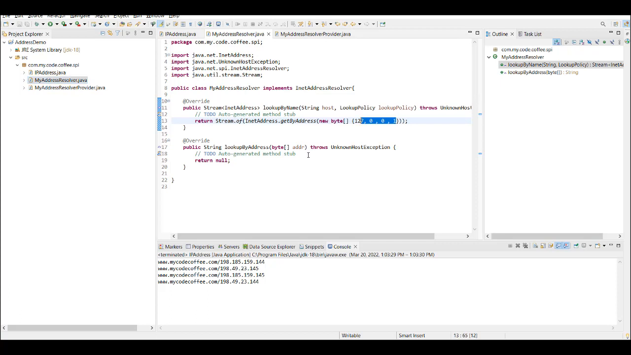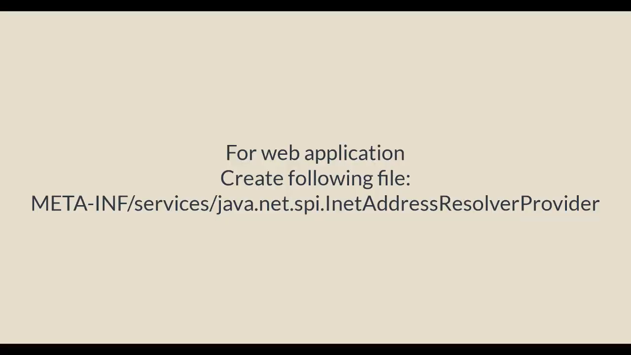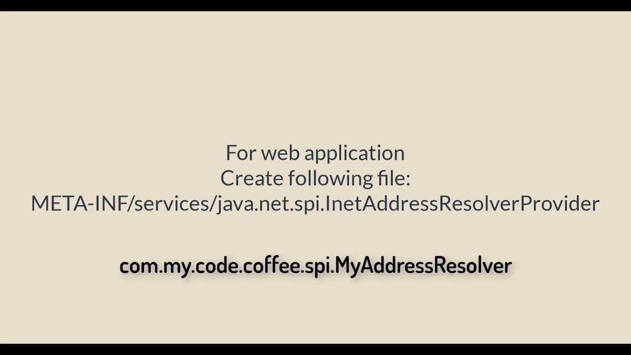What you have to do will really depend on which type of application you are writing. If you have written a web application, then you will have to create a file in the META-INF/services directory, and the file name should be java.net.spi.InetAddressResolverProvider, and in that file you will give the fully qualified name of my address resolver provider, which is com.my.code.coffee.spi.MyAddressResolver. But that you will do when you create a web application.